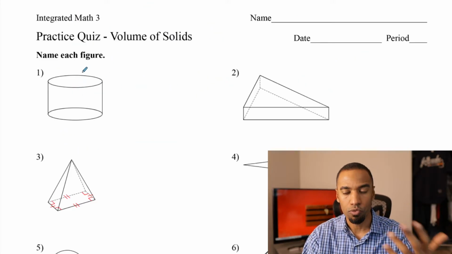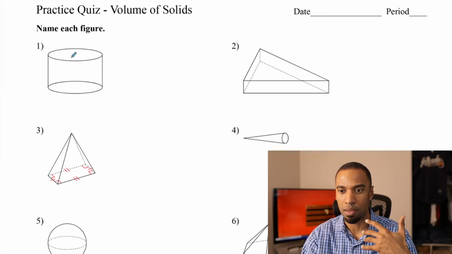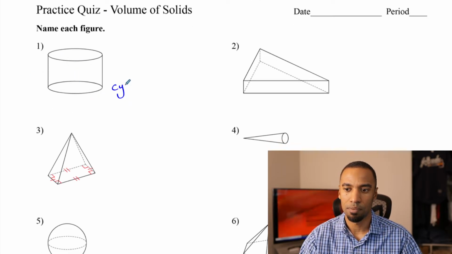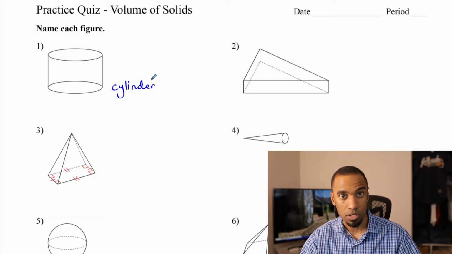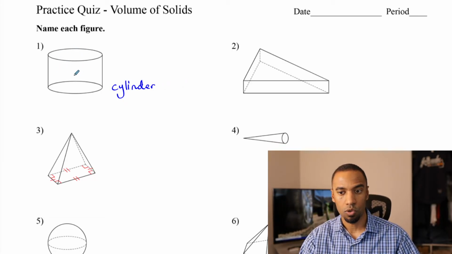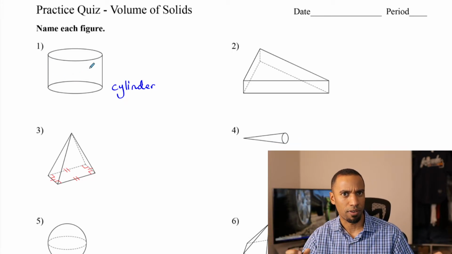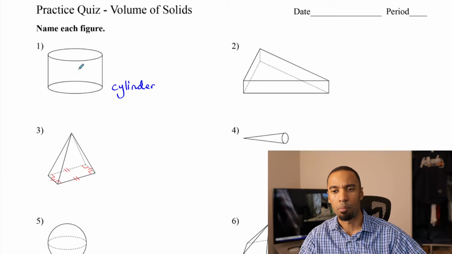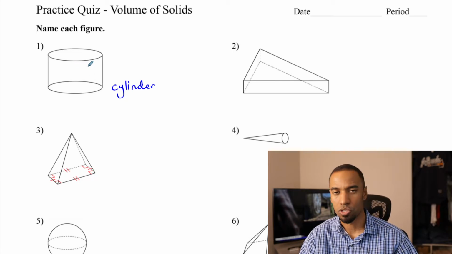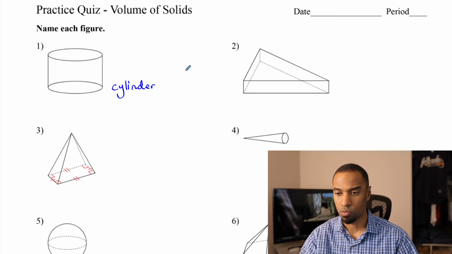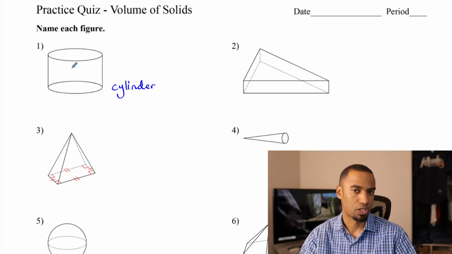Before we actually do those formulas, let's look at some of these things and let's name them. Number 1 is indeed a cylinder. Cylinders, guys, are the equivalent of a circular prism, in terms of they have 2 congruent bases that meet up with this rectangular lateral face right here. We're going to talk more about lateral faces when we do surface area, which is after this region. But cylinders are like circular prisms.